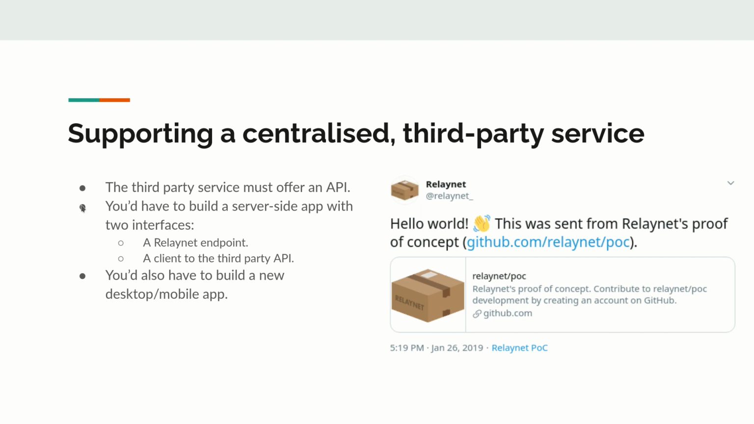So if that's the case, you will have to build two apps at least. You will have to build the server-side app that will act as the interface between the end user's apps and that API for the third party. And obviously you will have to build a new client for that third-party service, which instead of using the service's API will be using your server-side app, or more specifically will be communicating with the Relaynet endpoint of that server-side app that you will have built.